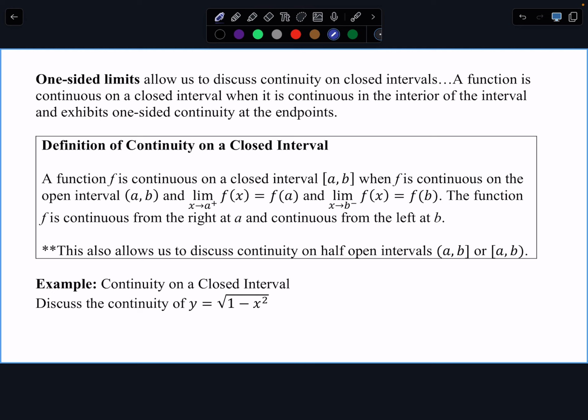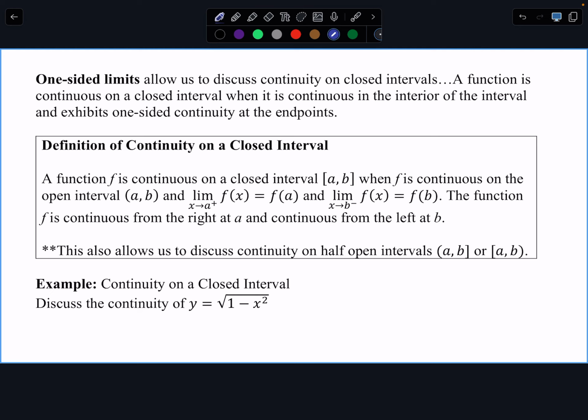When f is continuous on the open interval from a to b, that's the same as before, right? So that definition of continuity would apply to every point on the open interval. But for the endpoints, we would be able to say that the function is continuous if at that first endpoint, the limit as x approaches a from the right exists and it matches the function value at the endpoint. Which goes back to the definition of continuity at a point, right? Except we're just considering a one-sided limit because we're at the left endpoint of the interval.